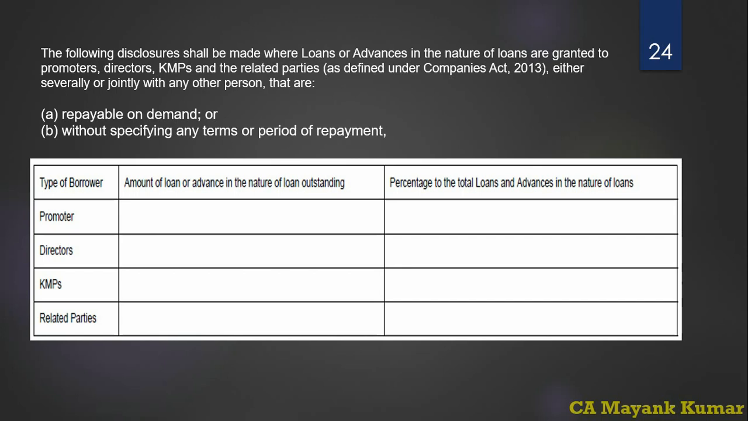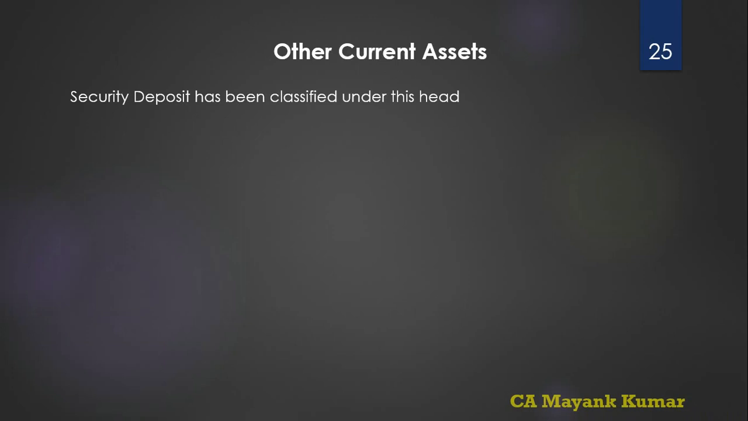So the disclosure will be as depicted in the table: type of borrower, then the amount of loan and the percentage of total loans disclosed. Same as we have discussed in other non-current assets, security deposits have been classified under this act, which are not refundable.